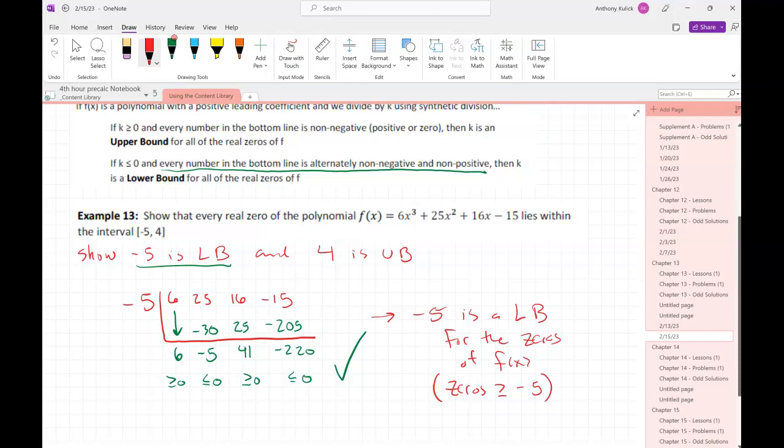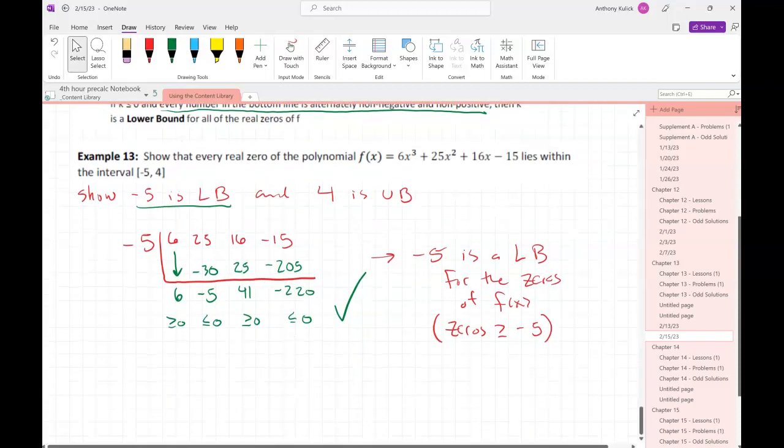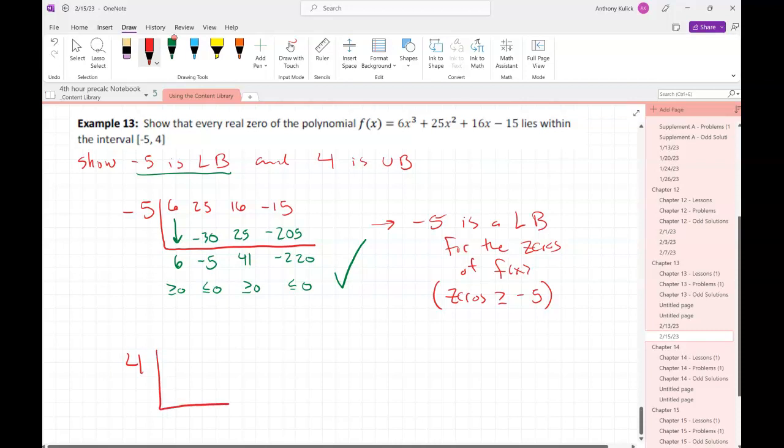So that I know that -5 is a lower bound for the zeros of f of x, or I know that all the zeros of f of x are greater than or equal to -5. Either way of saying that is fine. Then we'll do the same thing. We're just going to do synthetic division again, but this time we're going to use k equals 4.